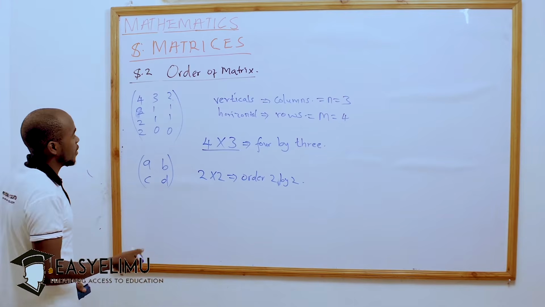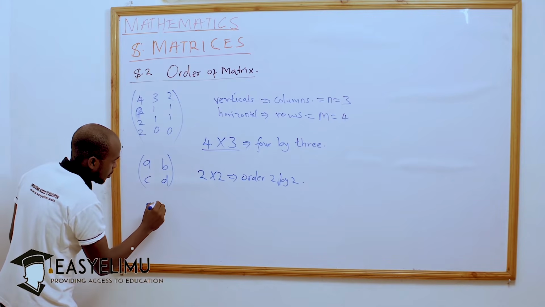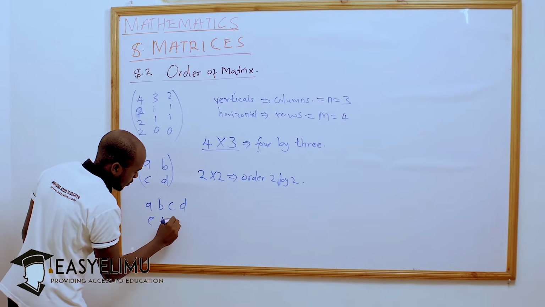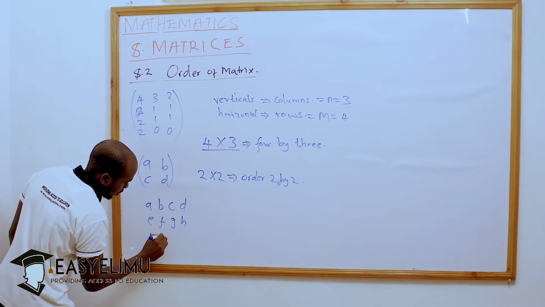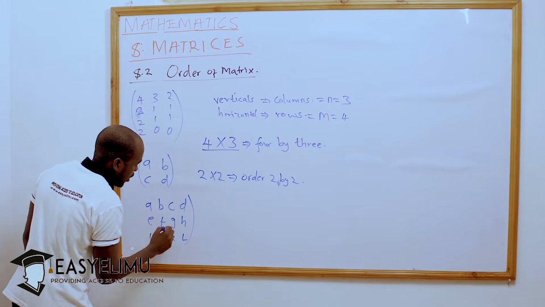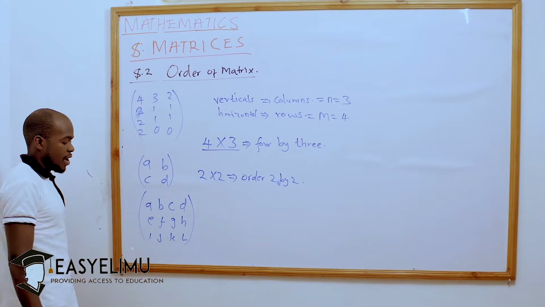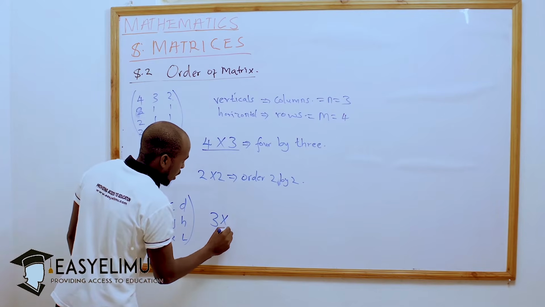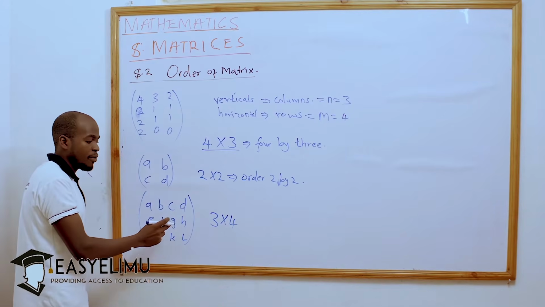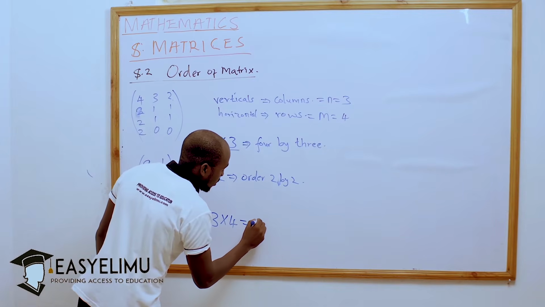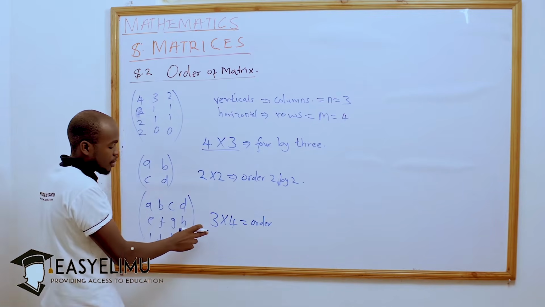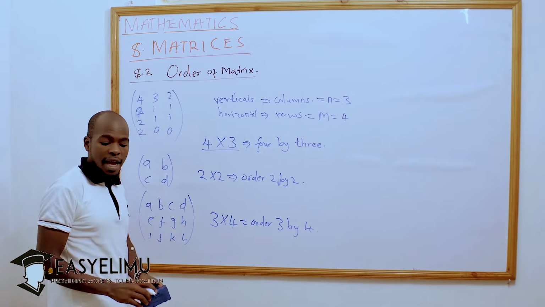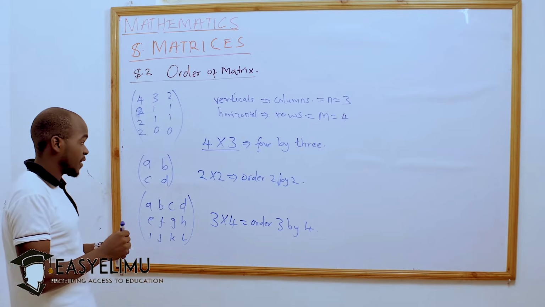And we can have several of them, like A, B, C, D, E, F, H, I, J, K, L. You can even have that one. Here we have 3 rows and 4 columns. So this one is of order 3 by 4. So that is how we assign orders to given matrices.